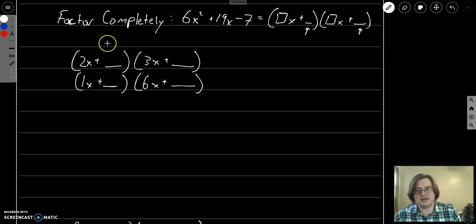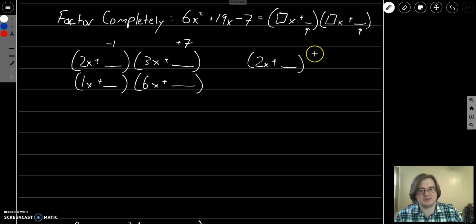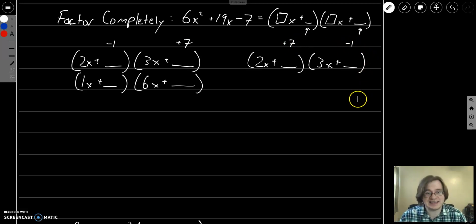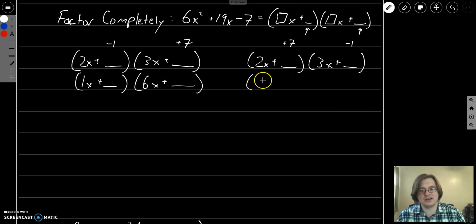So I could put a negative 1 and a plus 7 in here, or I could reverse them, and I could have 2x plus a blank, 3x plus a blank, but I could put the plus 7 in the first one, or the minus 1 in the second. And likewise, I can do the same thing for 1x plus blank and 6x plus blank.